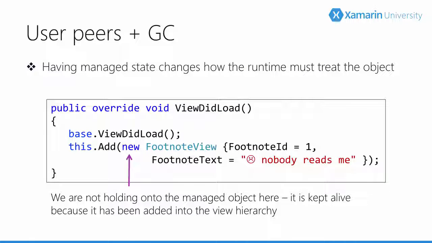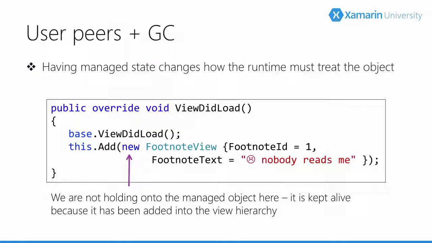And so having managed state changes how the runtime looks at this object. So notice here we have a ViewDidLoad method. That's an override on our view controller. And we're adding into the view hierarchy a new FootnoteView. And I'm setting the ID and I'm setting the text. Now notice in our ViewDidLoad, we are not holding on to the managed object. In other words, we didn't cache off a reference to FootnoteView. Instead, the only reference is in the native view hierarchy. So we've added it into the Subviews collection of the main view of this view controller.